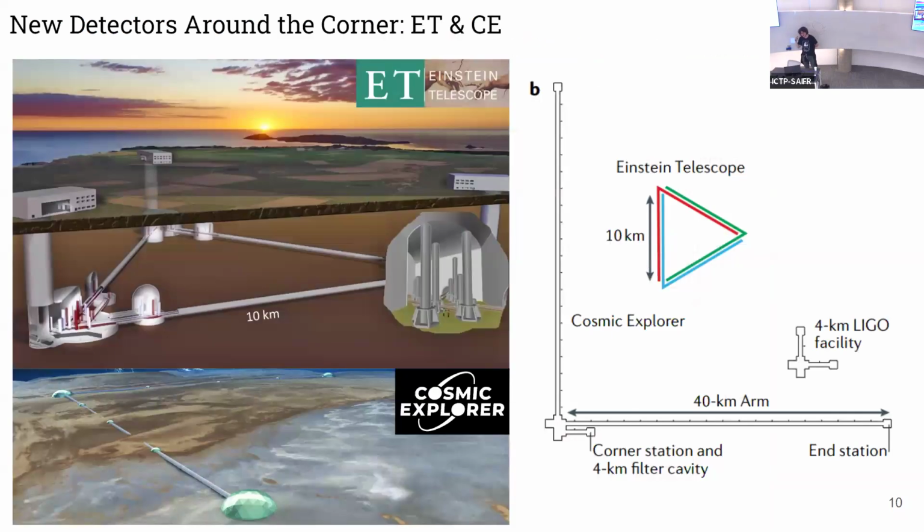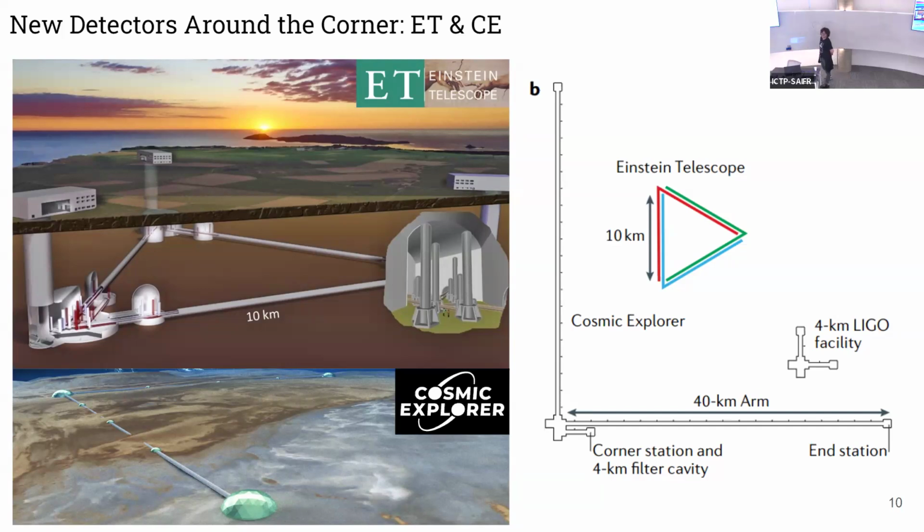But I want to look further and show you guys the future, the third generation probes, which we call ET and CE. ET is the Einstein Telescope, which is this Dorito-shaped thing. And Cosmic Explorer is this huge thing, the arms are 10 times larger than LIGO's.